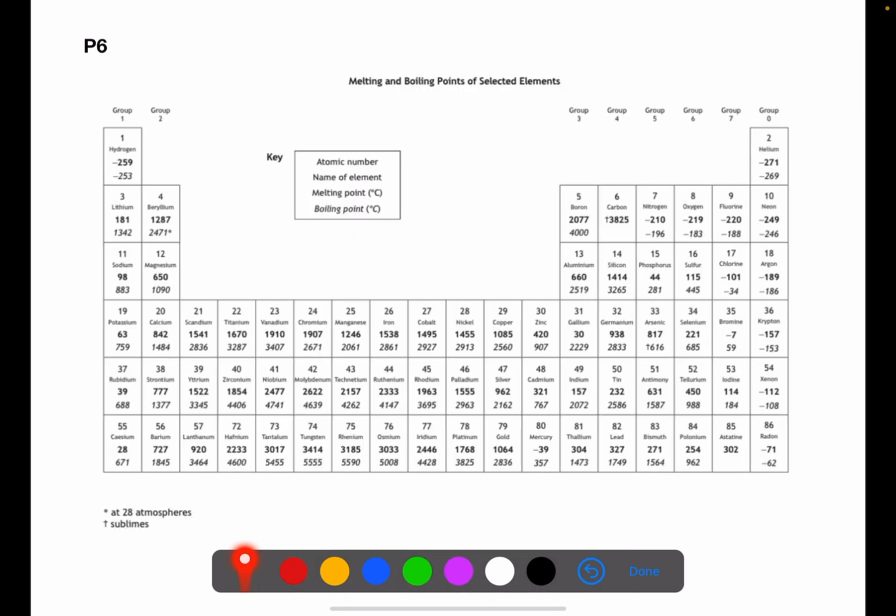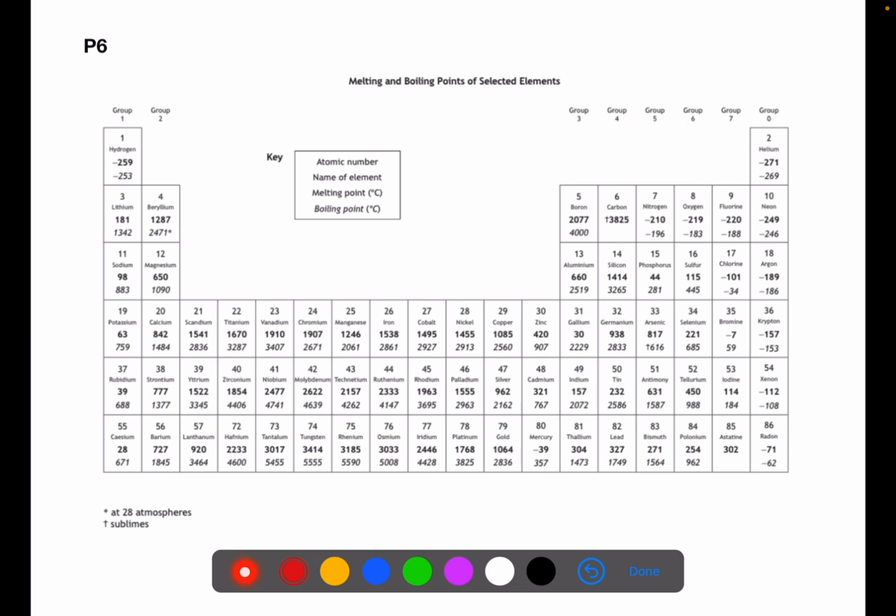On page 6, you have melting and boiling points of selected elements. So this periodic table does not have the two lines at the bottom and is very similar to the one that you would have had at National 5. You have the atomic number, the name of the element, the melting point in bold, and the boiling point in italics. Just be aware that there are some symbols. So you've got this one here on beryllium, the little star, which says that this is only at 28 atmospheres, so that's an increased pressure. And then carbon has the little cross, and this says that it sublimes. That means that this goes from solid to gas without being a liquid.